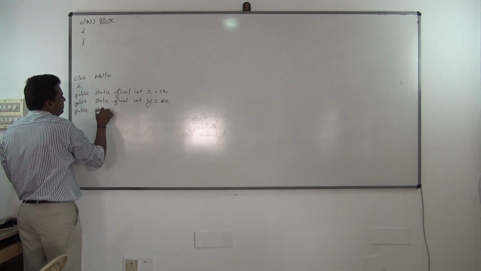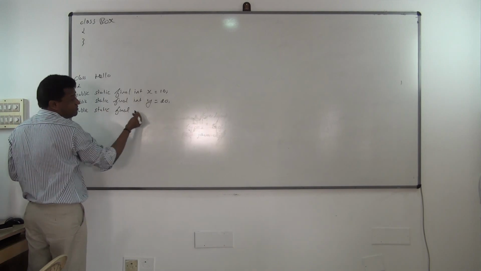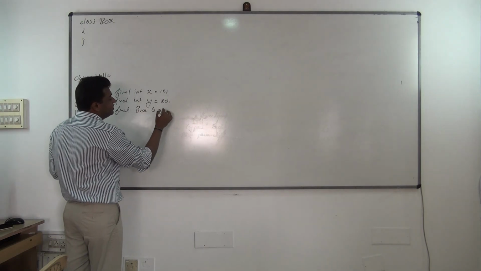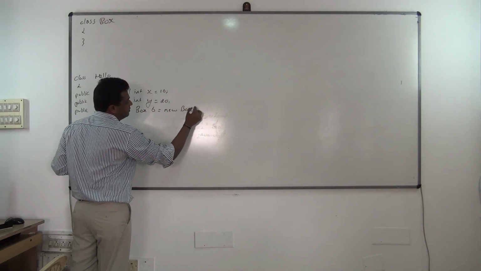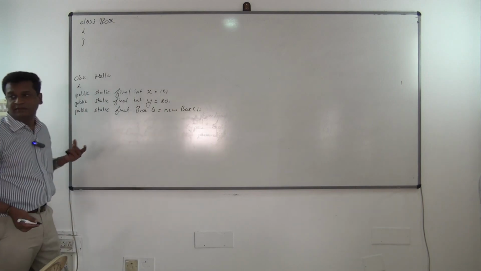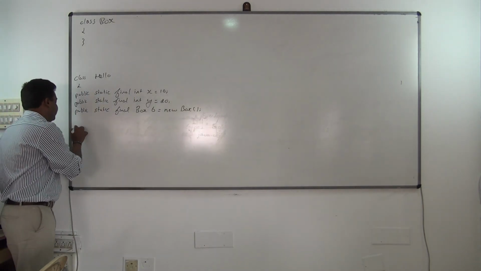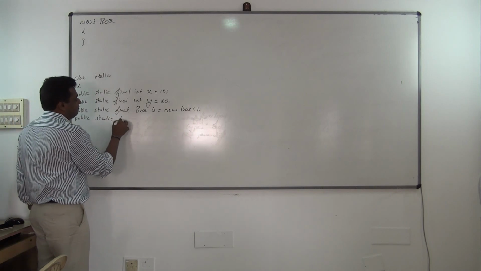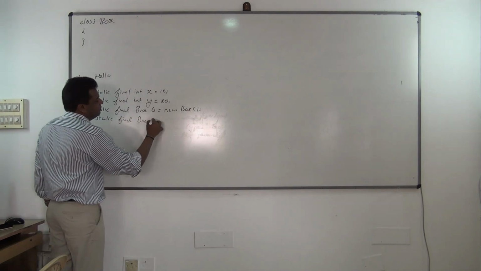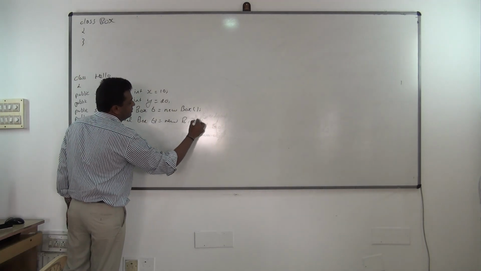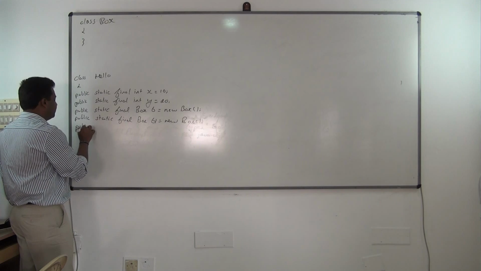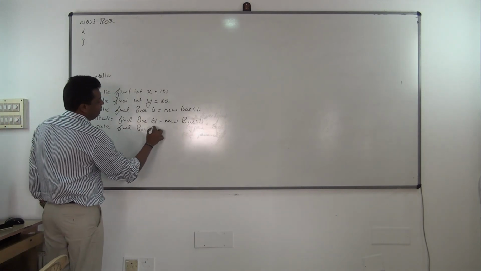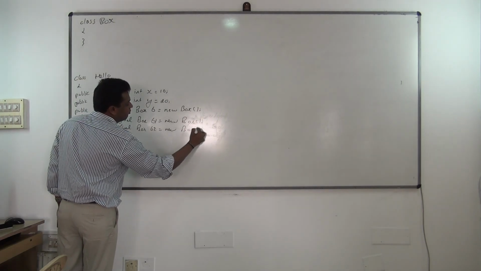Public, static, final. You have to initialize your final variables there only, then and there itself. So I'll write box B is equal to new box. There is no constructor, I cannot call it, so I'll be calling the default constructor. Perfectly valid syntax. And if I want, I can write even one more. Public, static, final, box, B1 is equal to new box. You can go on. One more. Public, static, final, box, B2 is equal to new box.